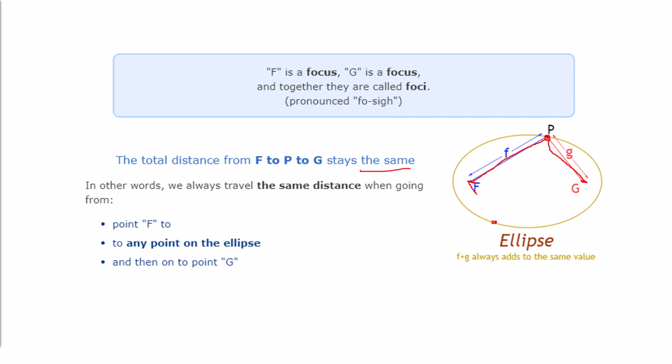If you go from the foci to that point and you add those distances, they will always add to the same number. Another way to say that is that we travel the same distance when we go from point F to any point on the ellipse, and then we travel back to point G.